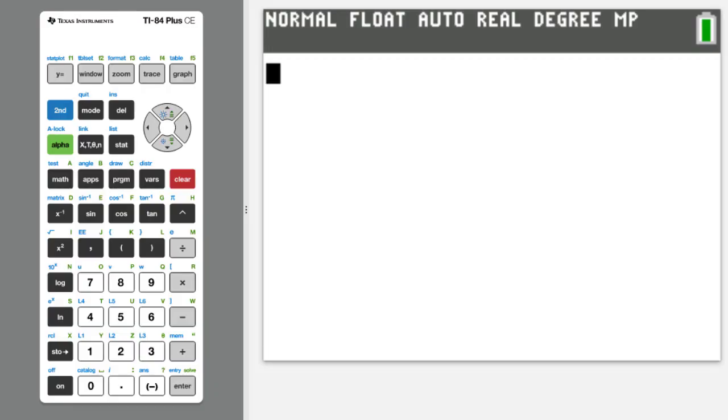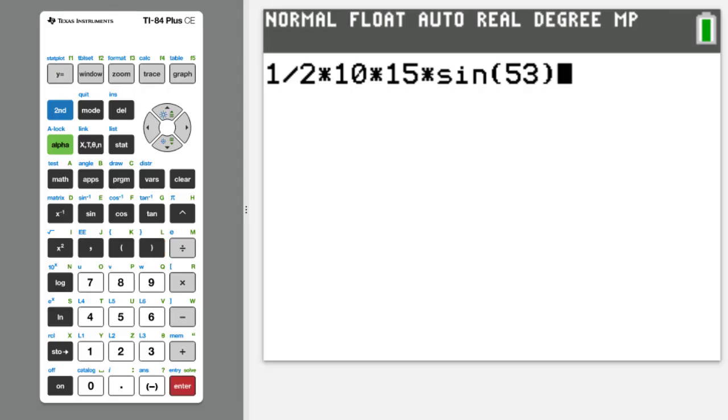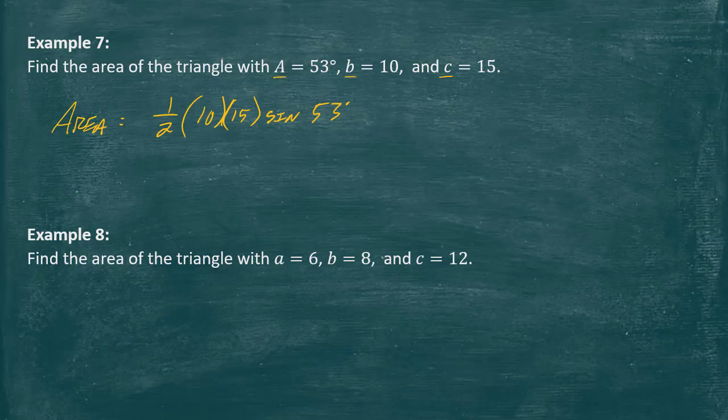And let's go ahead and get that typed in the calculator. 1/2 times 10 times 15 times sine of 53. Double check my numbers really quick. Yep. And press enter. It looks like we get 59.9-ish. So 59.9 square units. We can call that units squared, since this is now an area unit. Or you can go with SQU to represent square units as well.